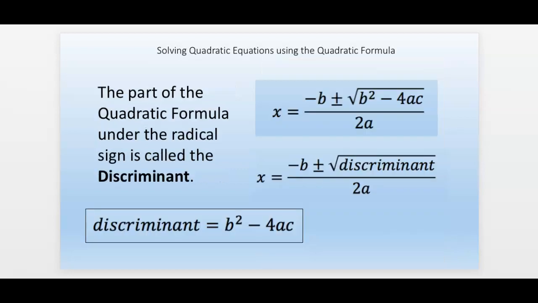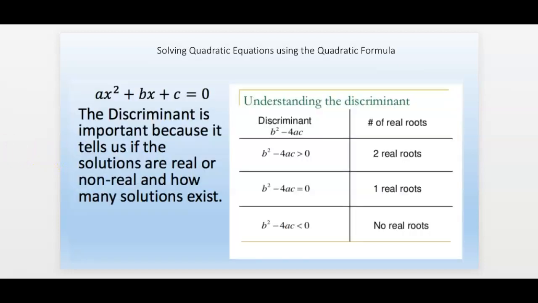Guys, the part of the quadratic formula that's underneath the radical sign is called the discriminant. That's a very important part of the quadratic formula. This b squared minus 4ac is called the discriminant. It gives us information about the nature of the solution. If the discriminant is greater than 0, then you have 2 real roots, 2 solutions, and they're real. If the discriminant is equal to 0, there's just 1 real root. It's a perfect square.